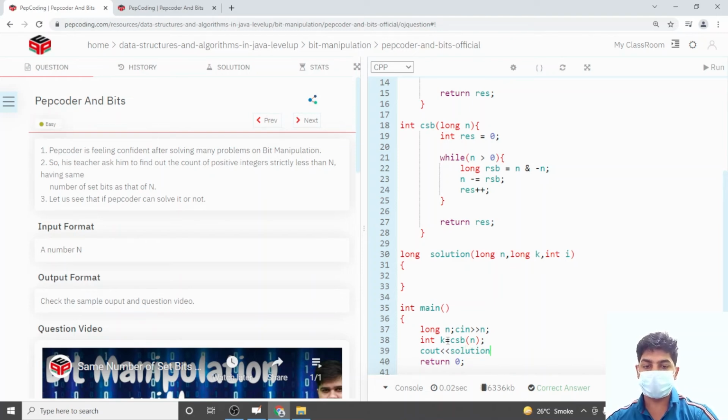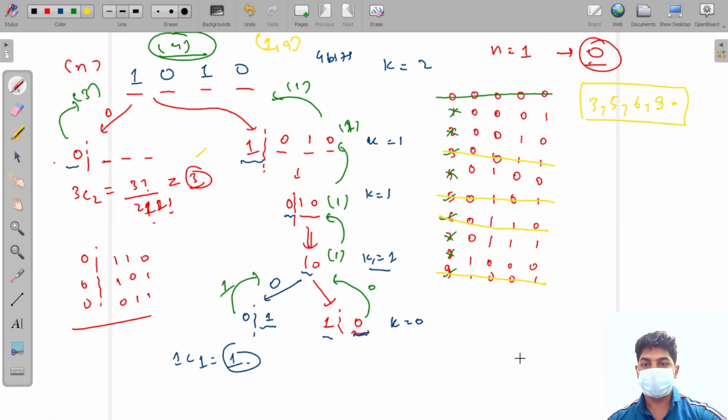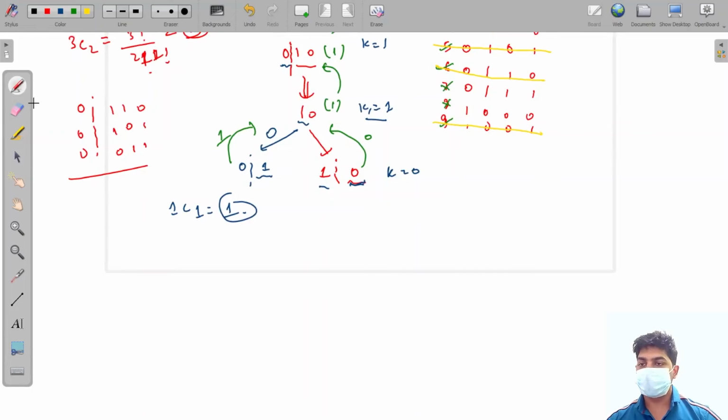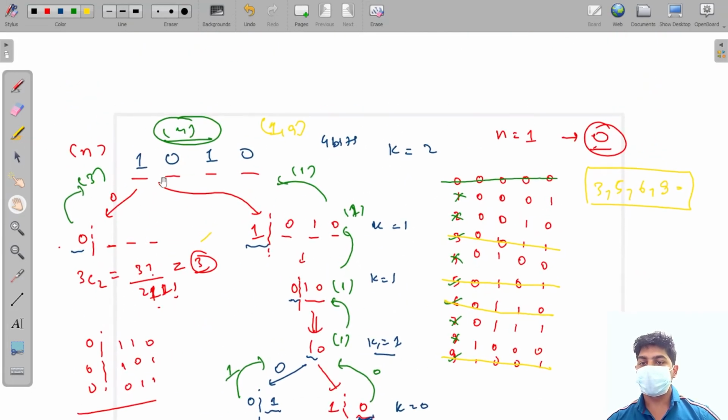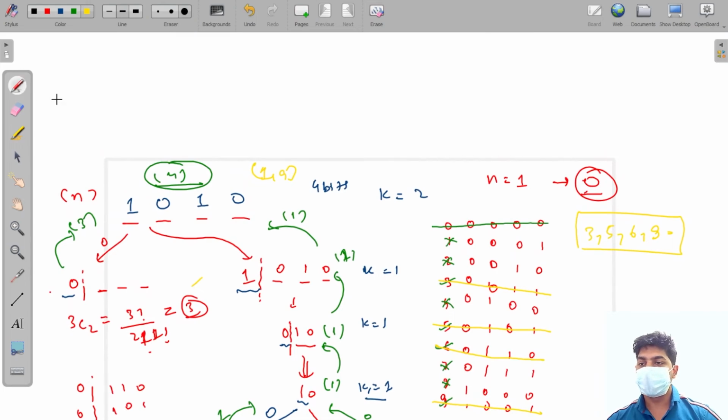Then we call our solution with n, k and 63. So what is this 63? Here in this case, we were solving a 4-bit number problem, right? We could also solve a 5-bit or 6-bit number problem. A long is 64-bit, and if we start indexing from 0, the last bit will be bit 63. So we are sending the position of the last bit.